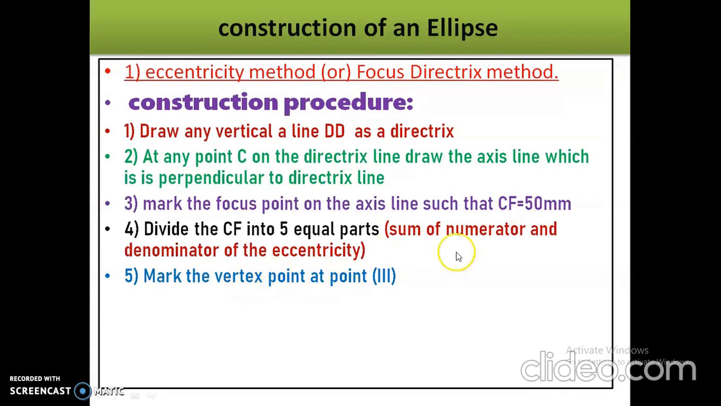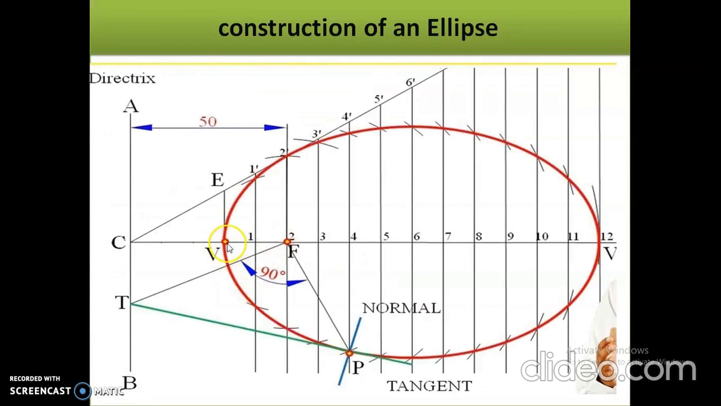Next, the fifth point. Mark the vertex point at point 3. In the fourth point, we divided the CF into 5 equal parts, and the fifth point is to mark the vertex point at point 3. So this is the vertex point. V is nothing but the vertex point.